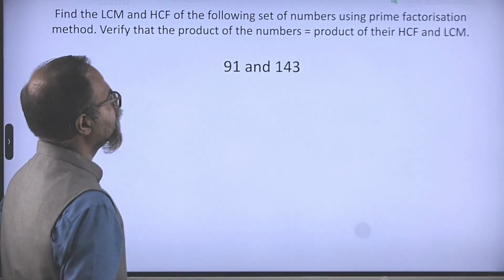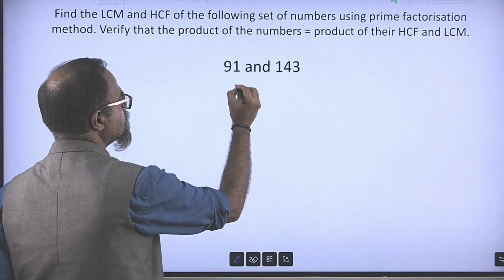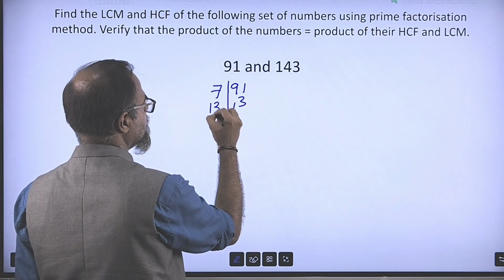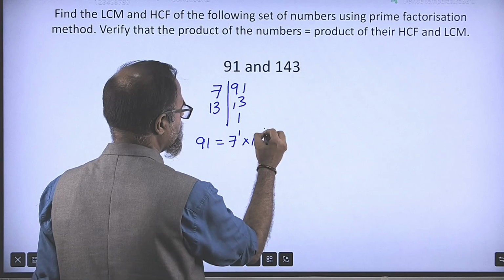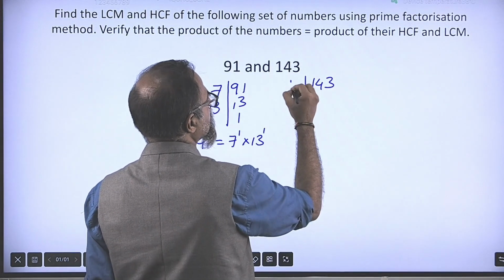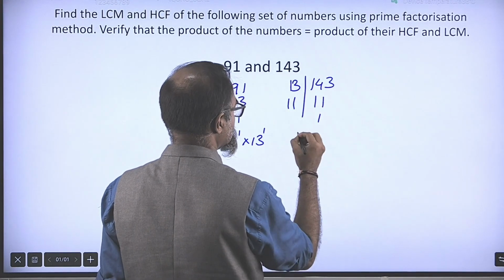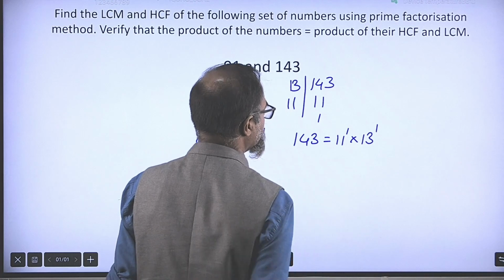Okay, 91 and 143. Let's prime factorize. 91 is 7 power 1 into 13 power 1. 143: 13 times 11 is 143. So 143 is 11 power 1 into 13 power 1.